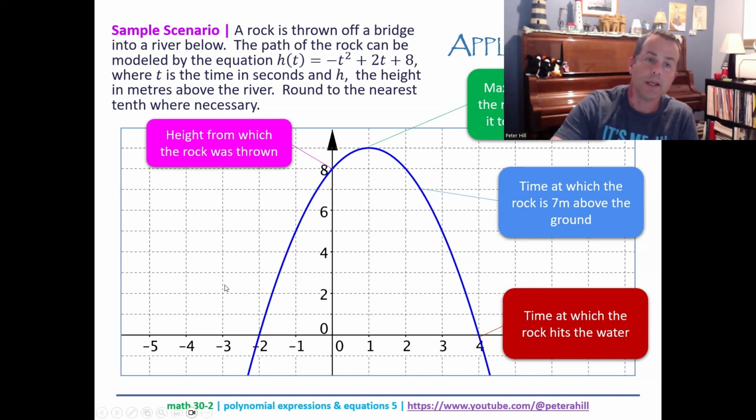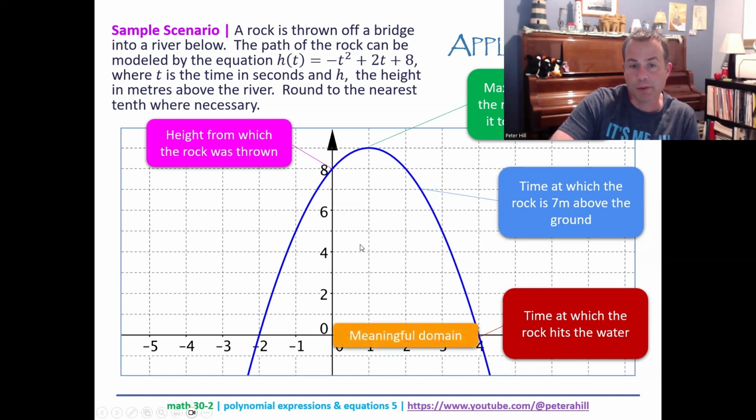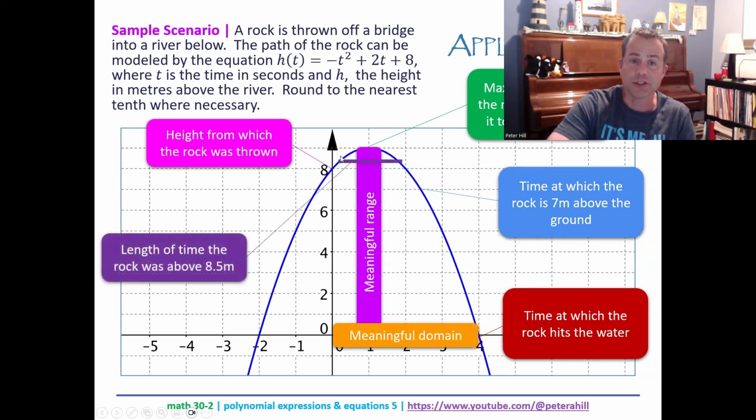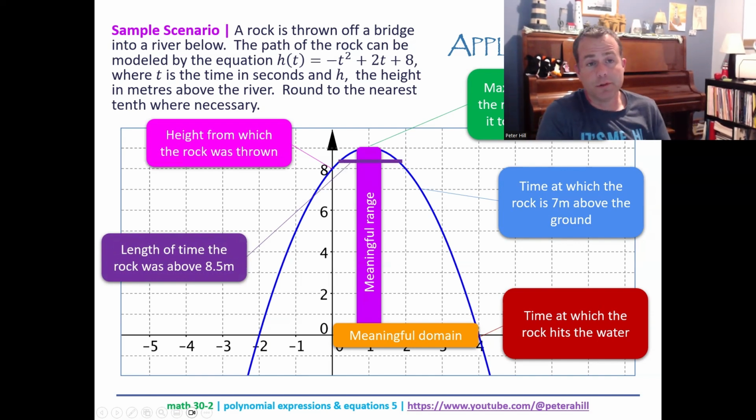Okay. Then we talked about what my meaningful domain was. So it was only when time was positive and until the rock hit the ground. Meaningful range would be, again, positive and up to the maximum height. So that would be my meaningful range, assuming that's going down all the way to the x-axis, right? And then the last one I asked you was the length of time the rock was above 8.5. So then again, just a visual, I start being above 8.5 right there, and I stop being above 8.5 right there, and then I just subtracted the two of them.